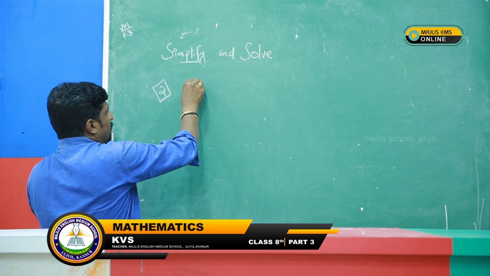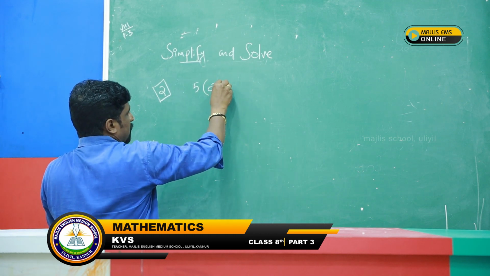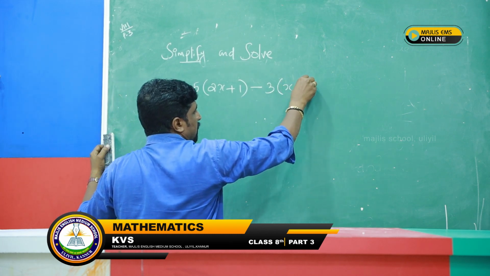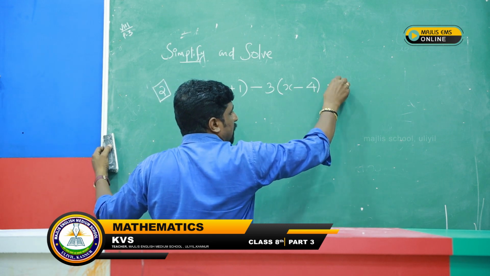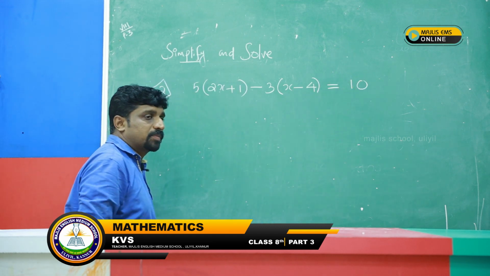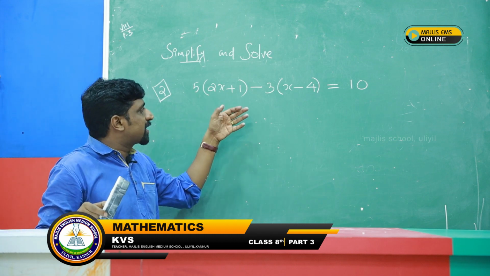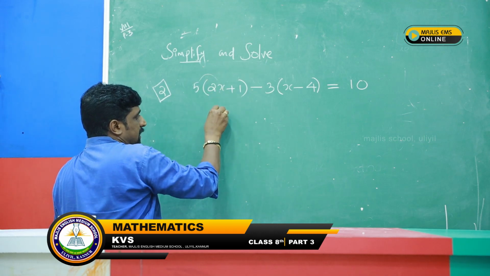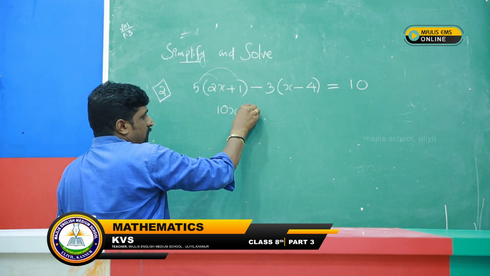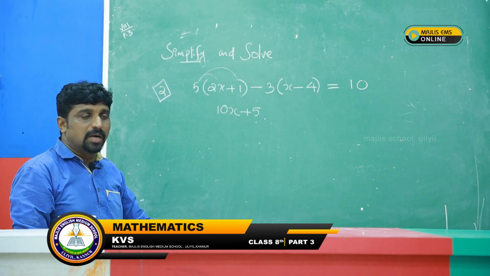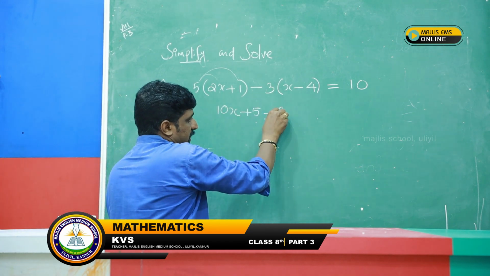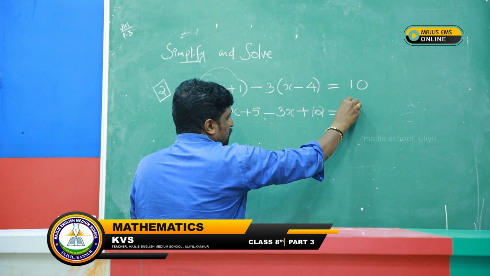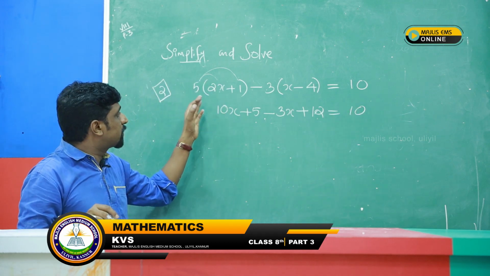Some other questions like this: 5 into 2x plus 1 minus 3 into x minus 4 equal to 10. Suppose it is like this. We can solve like this: 5 into 2x is 10x, 5 into 1 is 5. First we remove the bracket. After that minus 3 into x is minus 3x, minus 3 into minus 4 becomes plus 12, equal to 10.